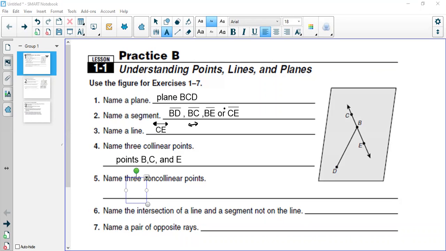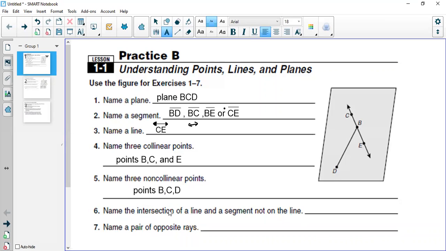All right, so let me write as points B, C, D. They are non-collinear, B, C, D, because they're not in a straight line. But there are others to write also, as I already told.